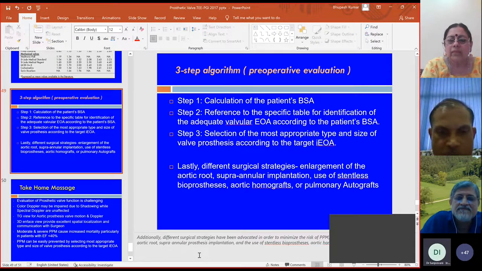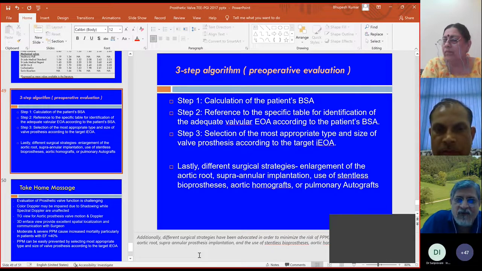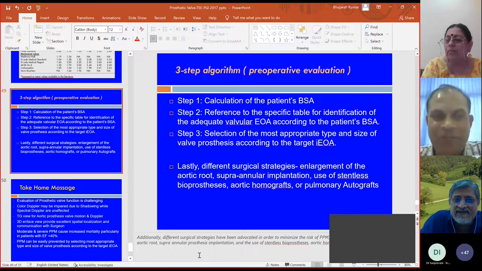You must have seen a lot of PPM, isn't it? Yeah, even if the surgeon wants to put a larger valve, if the annulus is very small, there is hardly any scope for him to put a larger valve. Say, for example, a 17 annulus. Yes. Even if he wants to put a bigger valve, he has to think of some alternate strategy. It may not be easy.